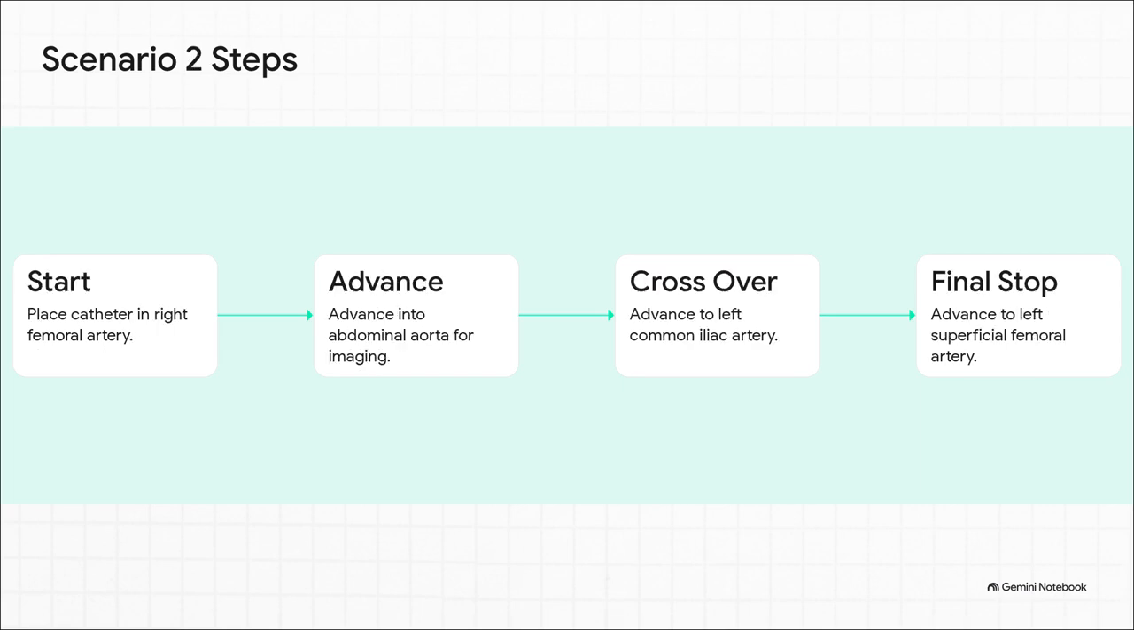Let's trace another one step by step. The catheter starts in the right femoral, goes up into the abdominal aorta, then crosses over into the left common iliac, which is a first-order branch. But they don't stop there. They advance even deeper into the left superficial femoral artery. The physician is actively tracing the pathway and selecting more distal branches of the vascular tree.